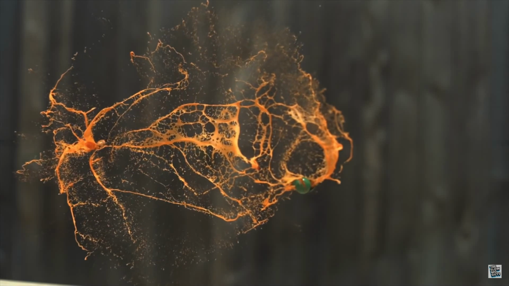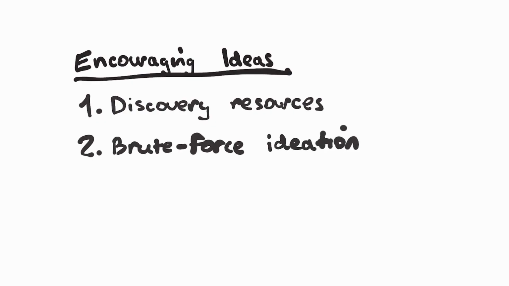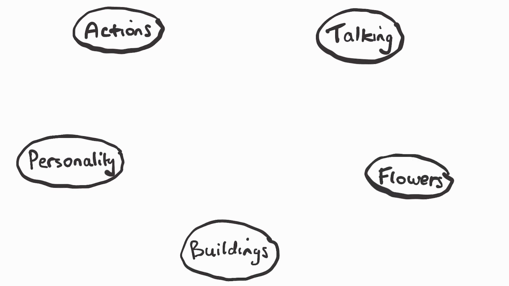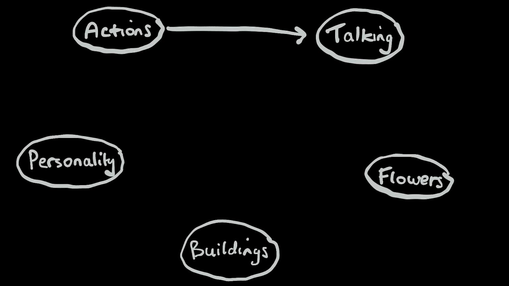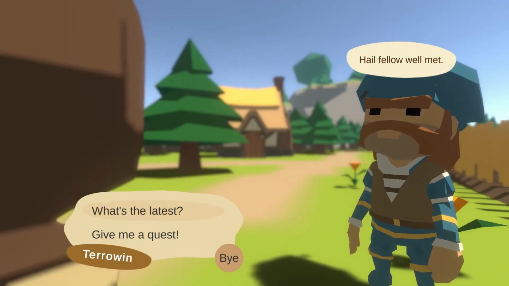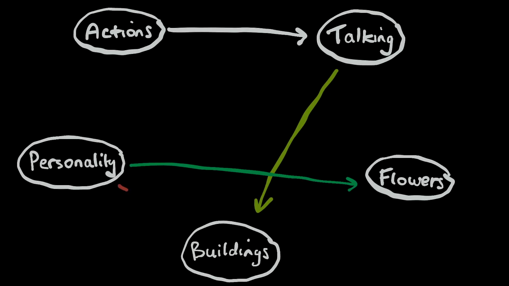However, I found out a way you can actually brute force this kind of process. I dub this brute force ideation, unsurprisingly. Let's say you make a mind map of various concepts in your game. In my case, actions, talking, personality, buildings, and flowers. So you start to draw out how one mechanic affects the next. But then, what if you make a random connection between two concepts? What if villagers could talk about buildings? What if a villager's personality affected which flowers they liked, or how they built buildings, their shape and size?